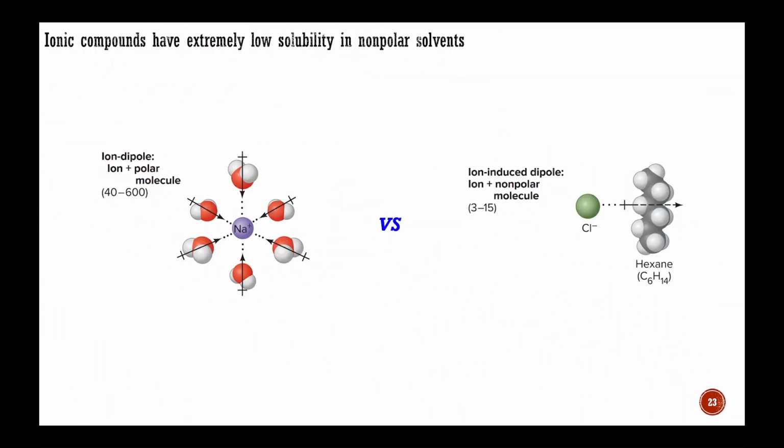You already saw that the predominant intermolecular interaction between ions and nonpolar compounds is an ion-induced dipole interaction, which typically is much weaker than ion-dipole interactions. Consequently, ionic compounds usually have extremely low solubility in nonpolar solvents.